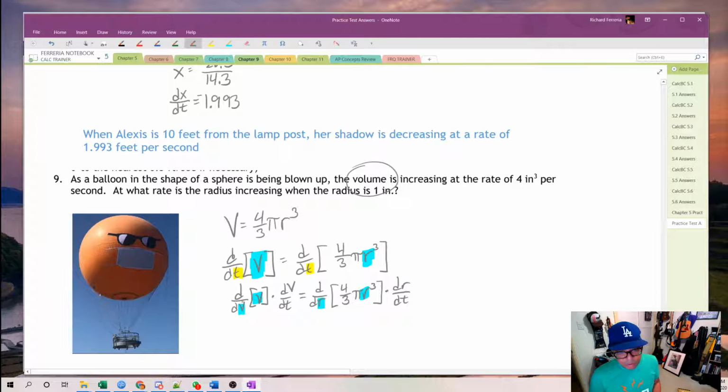So the derivative of v with respect to v, that's just 1. The derivative of 4/3 pi r cubed is 4 pi r squared, and then multiplied by dr dt.